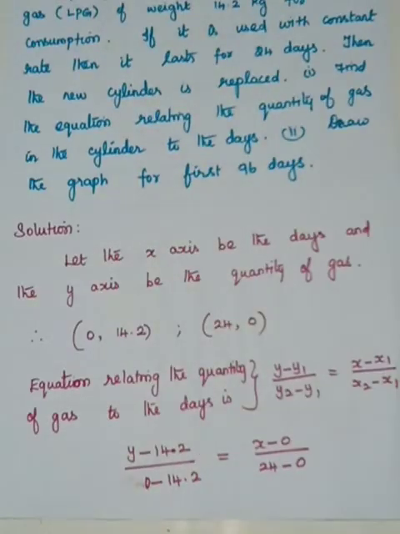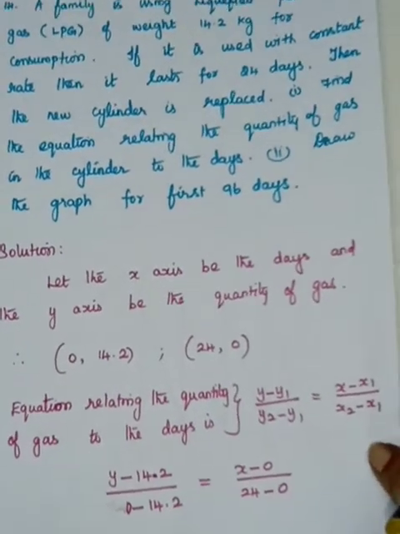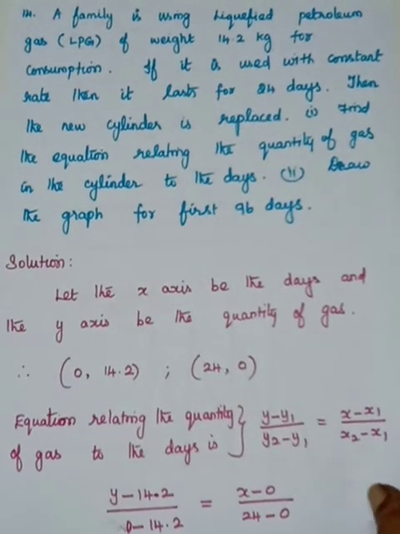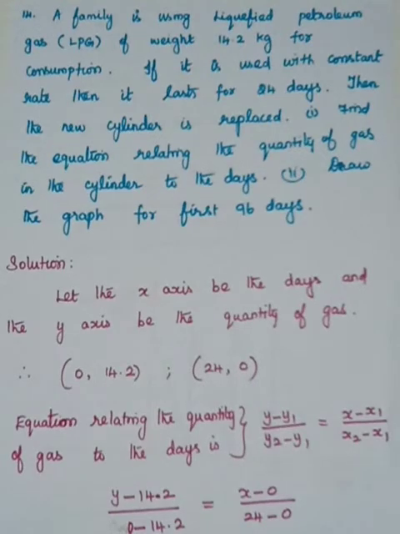Okay. So we'll come to problem number 14. So what is it? A family is using liquefied petroleum gas, that is LPG, of weight 14.2 kg for consumption. If it is used at a constant rate, then it lasts for 24 days. So the LPG gas weight is 14.2 kg. Okay, so it is used at a constant rate, it lasts for 24 days. So after the 24 days, the gas will be used up. Then the new cylinder is replaced.